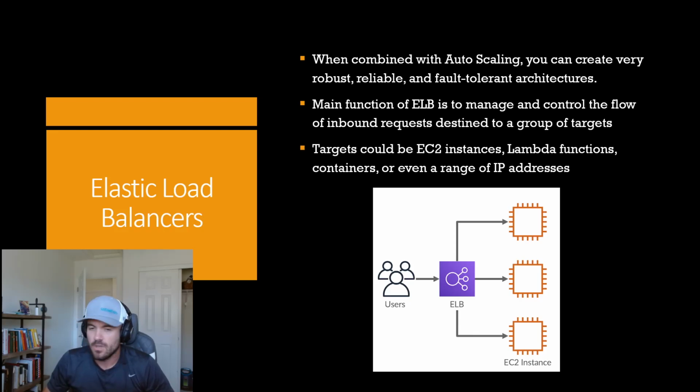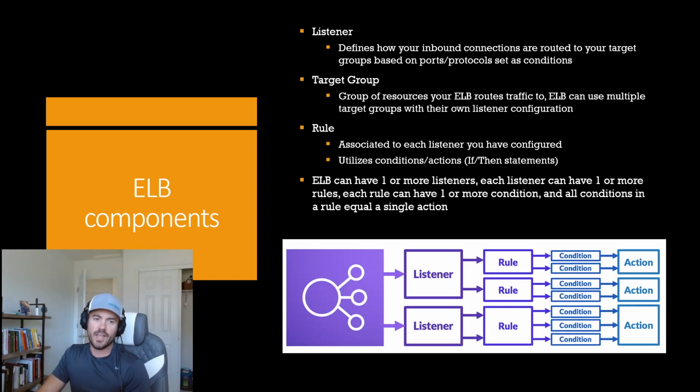Okay. So elastic load balancers. When you combine this with autoscaling, you're going to create very robust, reliable, and fault-tolerant architectures. So the main function of an elastic load balancer is to manage and control the flow of inbound requests that are destined to a group of targets, as you can see here. Right? And again, these targets could be EC2 instances, Lambda functions, containers, or even just a range of different IP addresses.